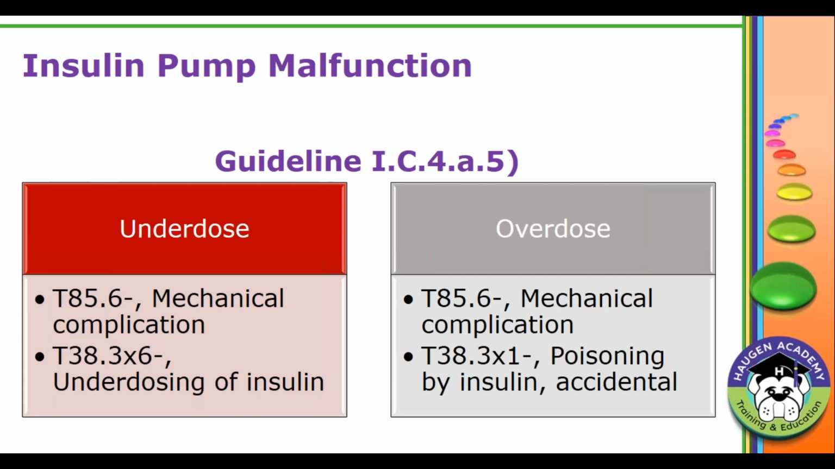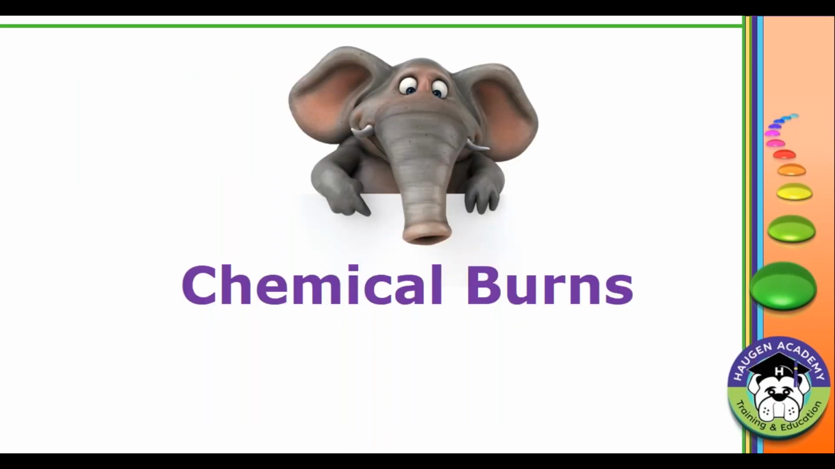There is a guideline for insulin pump malfunction. These are guidelines that I always have to review when I come across them because it's just not something that sticks in my brain so much. But how you code an insulin pump malfunction, besides coding the mechanical complication code, it really depends on whether the fact that it broke gave them too much medication or didn't give them enough medication. So it can either be an underdose or an overdose situation. And you're going to have 2 T codes, one for your mechanical complication and one for your underdose or overdose.